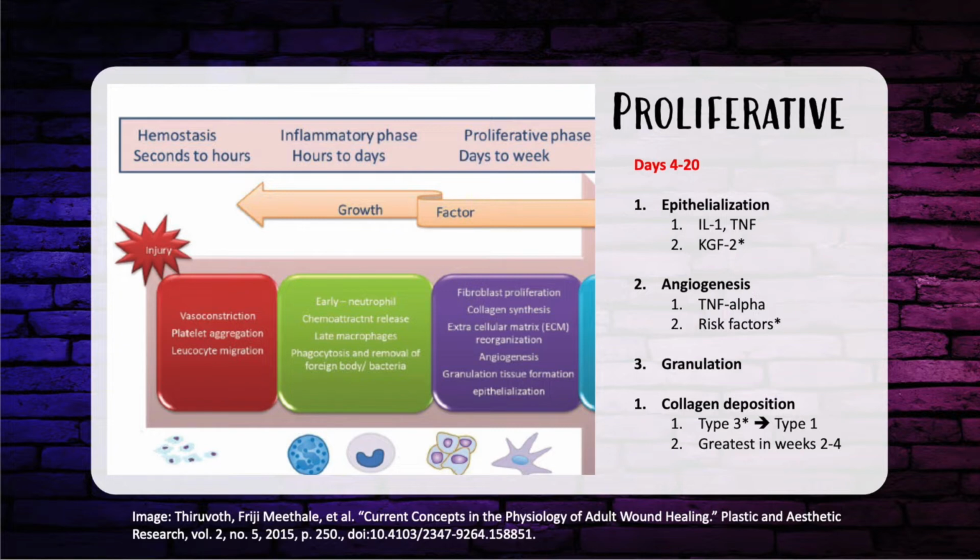So epithelialization is stimulated by IL-1 and TNF alpha, which in turn upregulates fibroblasts and KGF. KGF2 is very important because it recruits keratinocytes into the wound, which accelerates the differentiation of the cell lines into the epidermis. So, Brian, how does epithelialization occur?